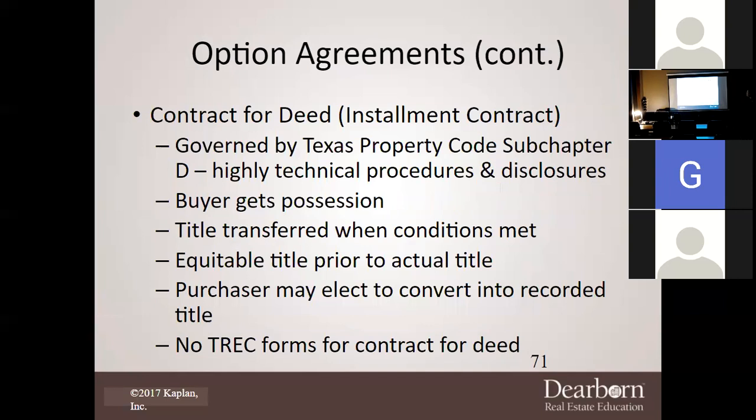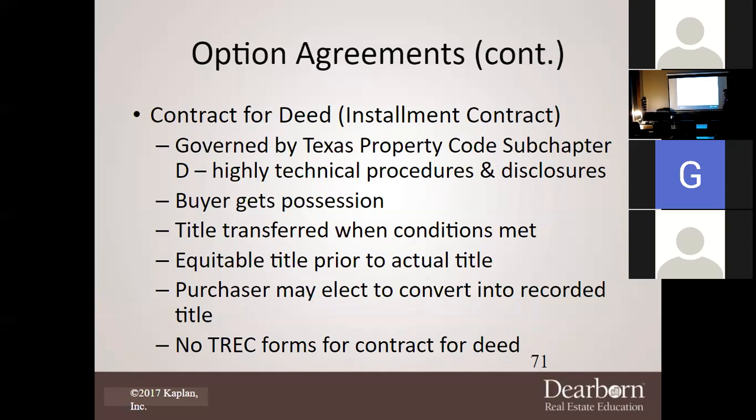Further, in a contract for deed, this is an installment contract. It is governed by the Texas Property Code, Subchapter D, and it has highly technical procedures and disclosures. The buyer will get possession, and title transfers once the conditions have been met. The equitable title will be prior to the actual title, and the purchaser may elect to convert into recorded title if they wish. There, however, is no TREC form for contract for deeds.